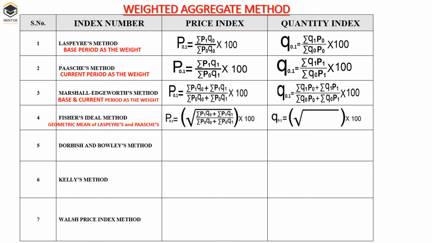Or price index. Next, the quantity index, same formula. So under the root what are we having? We are having the same Marshall formula here. So this is all about our Fisher's method.